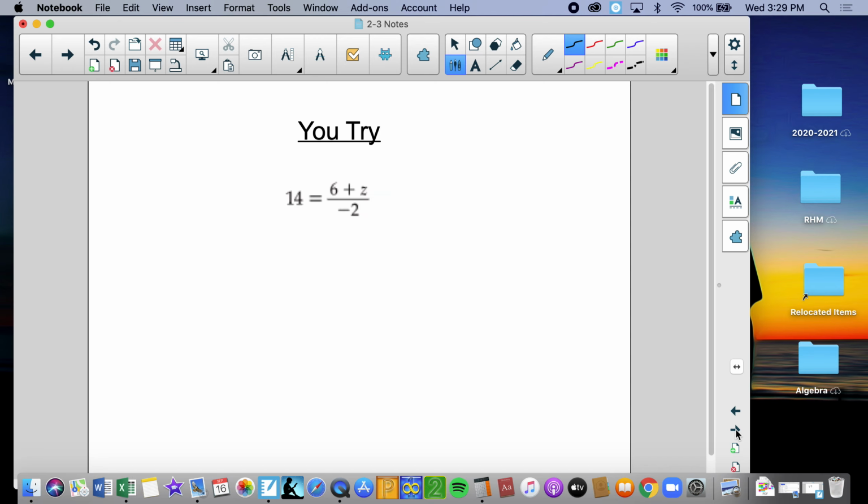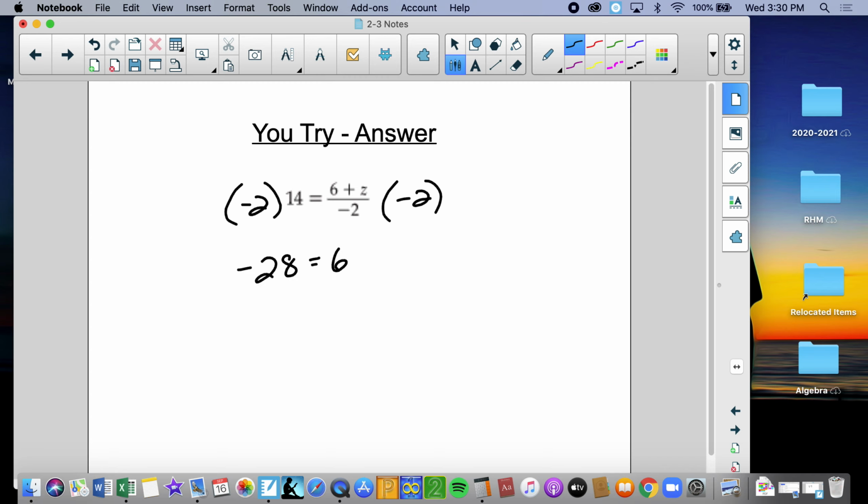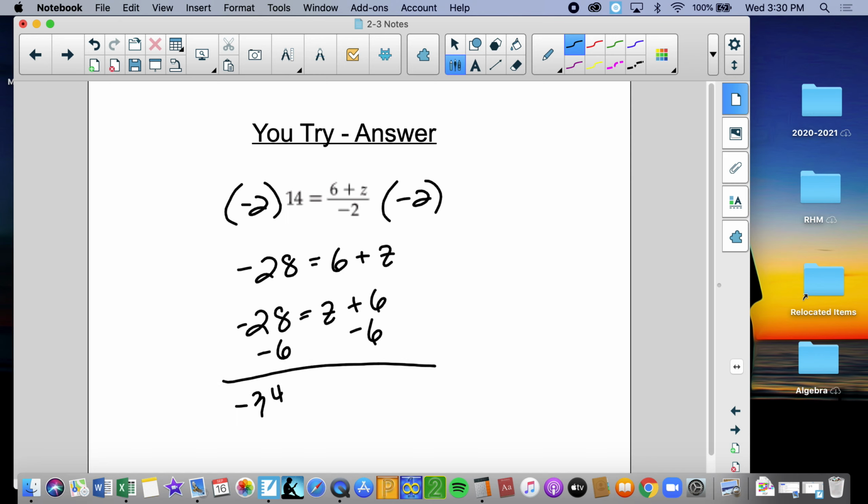Take a moment. You try this. When you're ready, unpause the video. Okay, so we see the vinculum. We have to get rid of the -2 in the denominator, multiplying by -2 in the numerator. That gives me -28 equals 6 plus z. I can rewrite that. I don't mind rewriting it like this. Then I can subtract 6. That gives me -34 equals z.